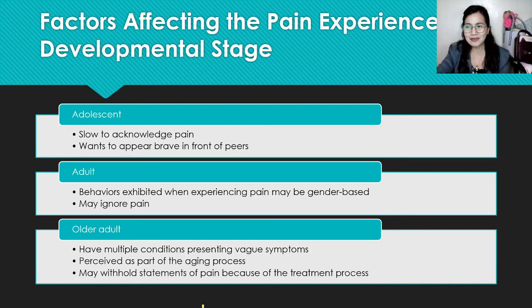For adults, behaviors exhibited when experiencing pain may be gender-based, depending on if you're male or female. They may ignore pain. Older adults have multiple conditions presenting vague symptoms. Pain is perceived as part of the aging process. They may sometimes withhold statements of pain because of the treatment process that they will undergo.